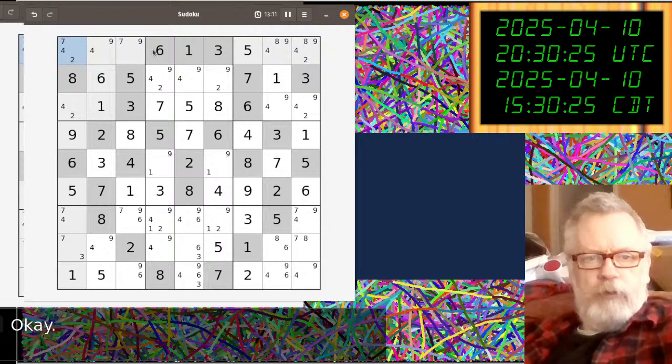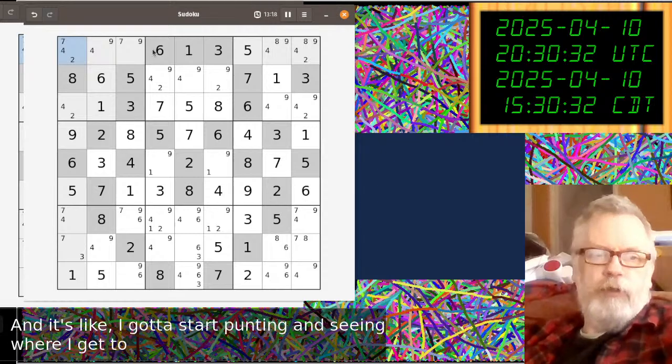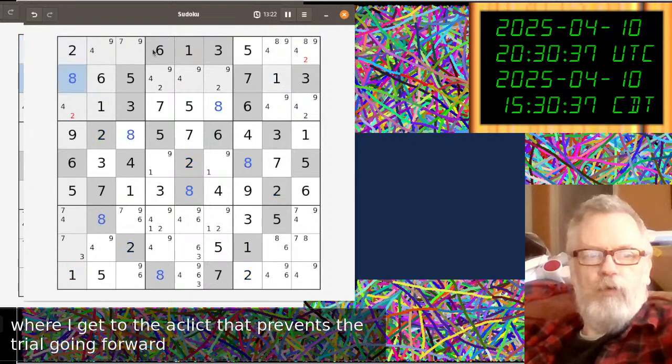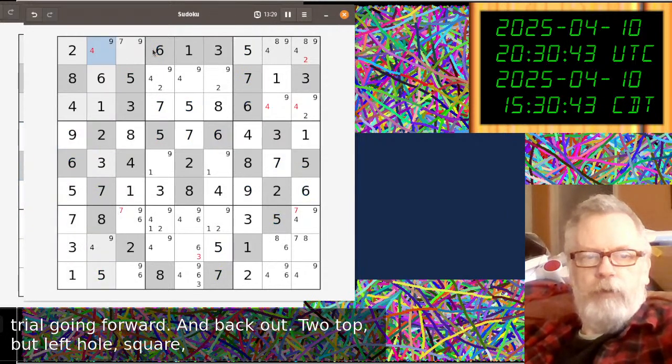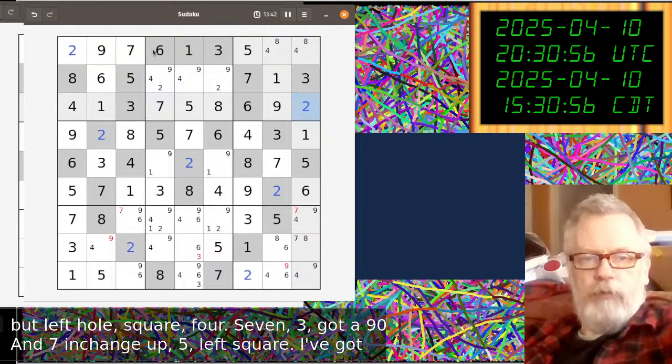And it looks like I get to start punting and seeing where I get a conflict that prevents me from going forward and back out. So we'll put a 2 in the top left corner, top square, 4, 7, and 3. Got a 9 and 7 finishing out the top left square. I've got a 9 and 2 in the top right square.